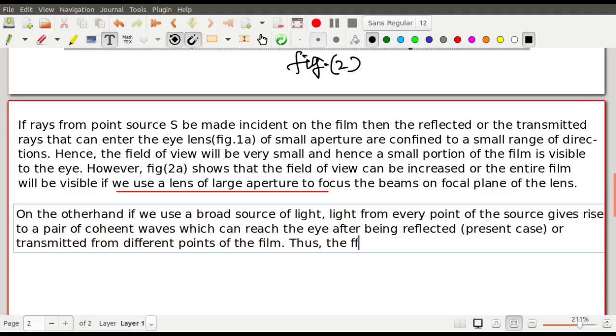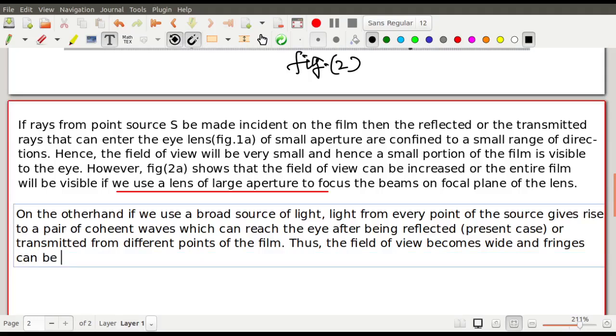Thus the field of view becomes wide, and fringes can be seen over the entire film.